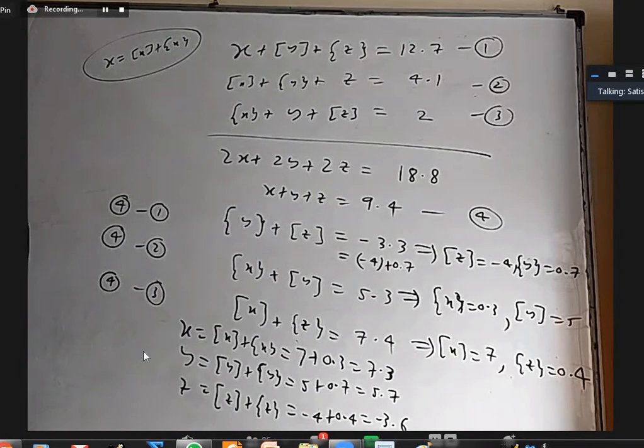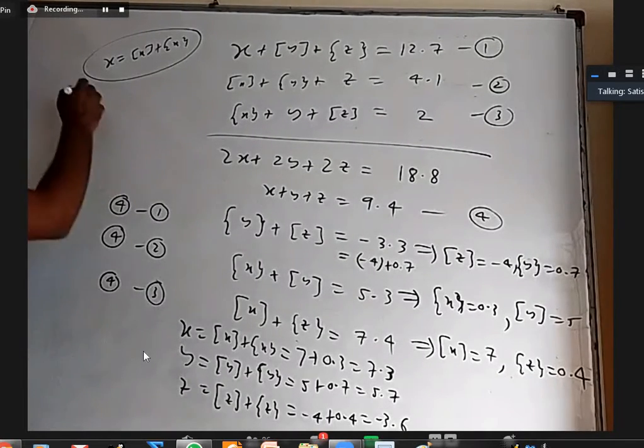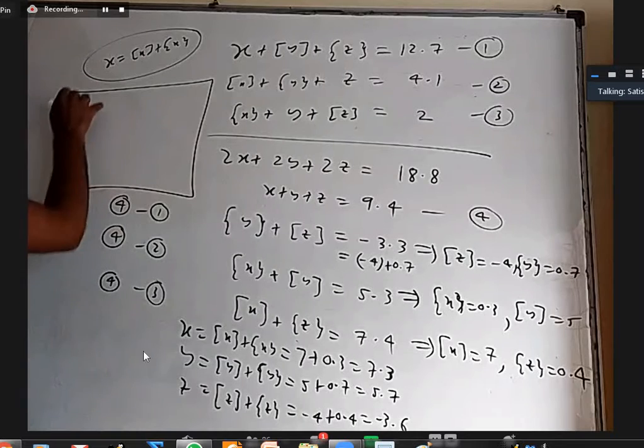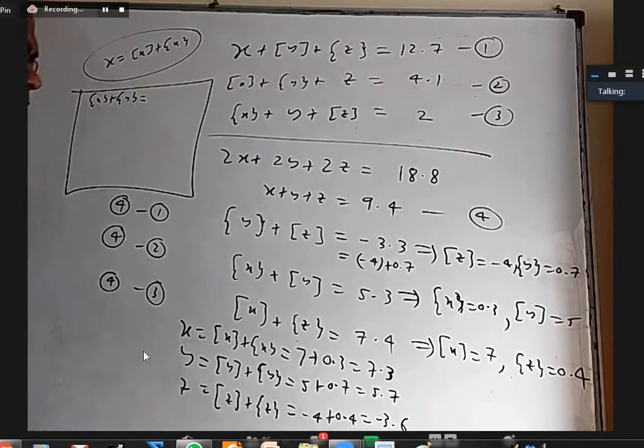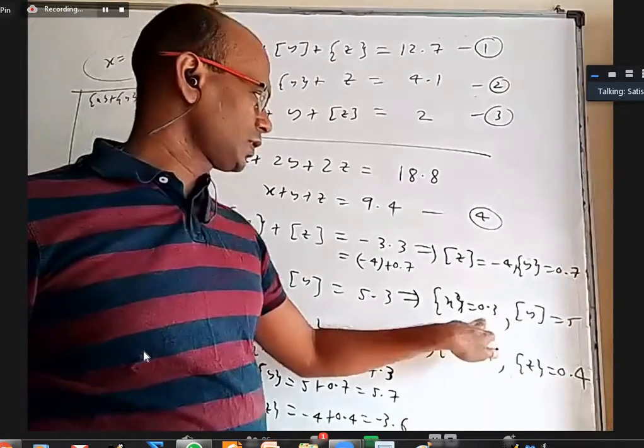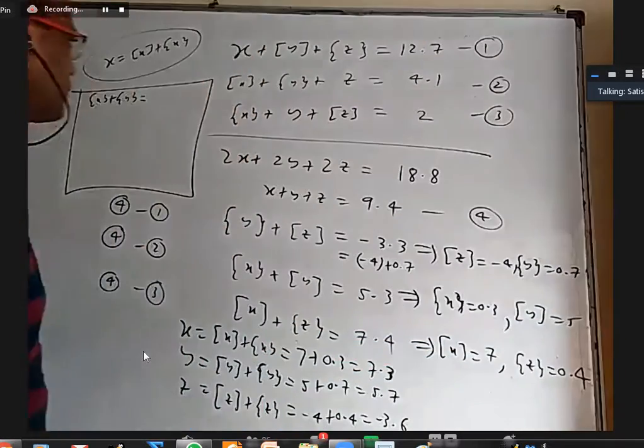Okay, after that you can look for the matching one. In the matching, 4 things are there. Fractional part of x plus fractional part of y: 0.3 and 0.7, which is 1.